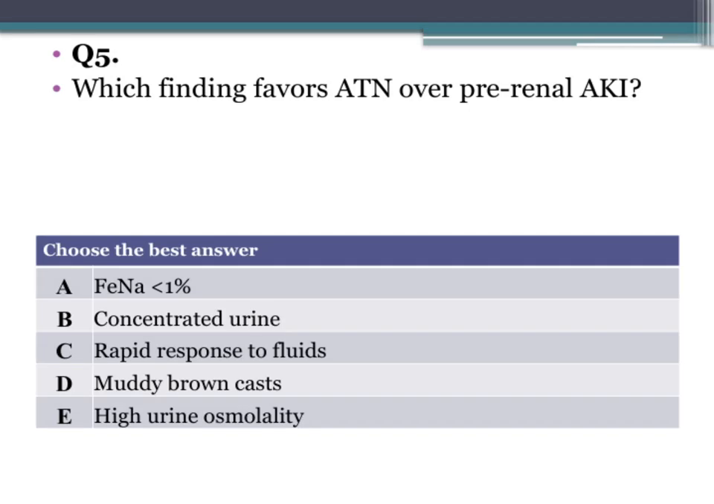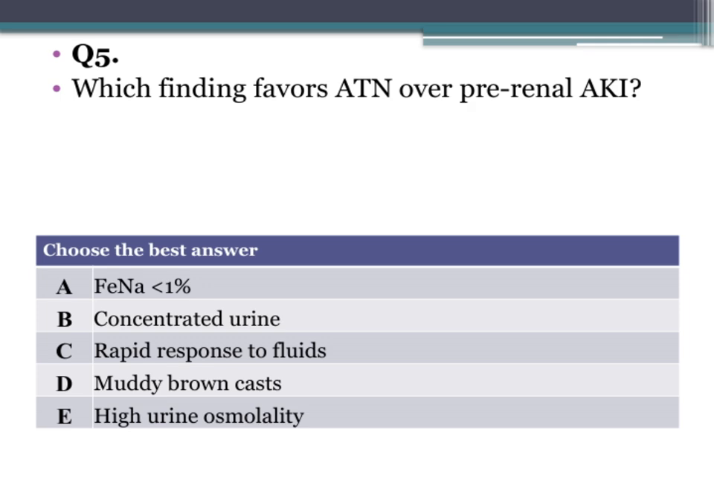Alright, let's take a look at this question. We're asked to identify which finding favors acute tubular necrosis, or ATN, over prerenal acute kidney injury. Now, this is an important distinction because both conditions can present similarly, but their management differs.